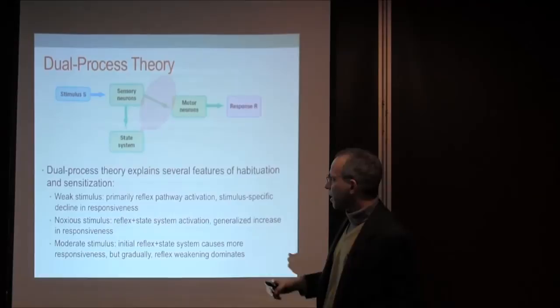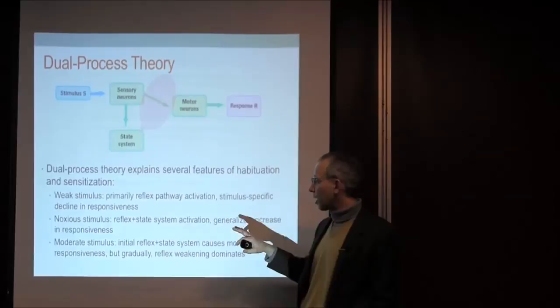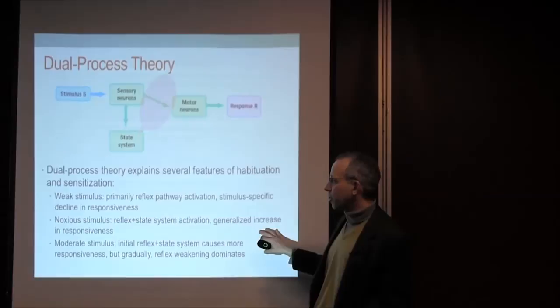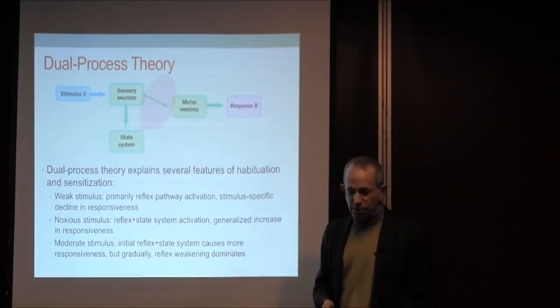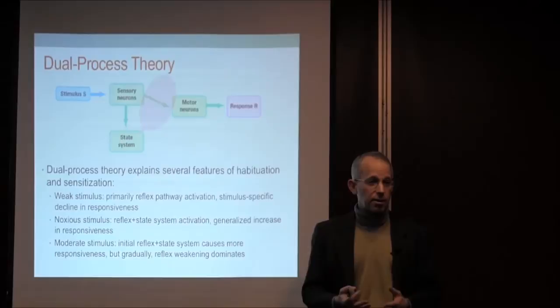The idea is that a weak stimulus is primarily a reflex pathway activation. It's stimulus specific. The noxious stimulus will create a reflex, whatever the reflex is, for example, to the shock. But then you'll globally change the state of the system so that there's a heightened responsiveness. With a moderate stimulus in between, you'll get a combination of the two. So they were arguing that these aren't two alternative phenomena where you're doing one or the other, but in fact both are taking place all the time under similar mechanisms. Depending on the frequency and the salience of the stimulus, one or the other is going to predominate.